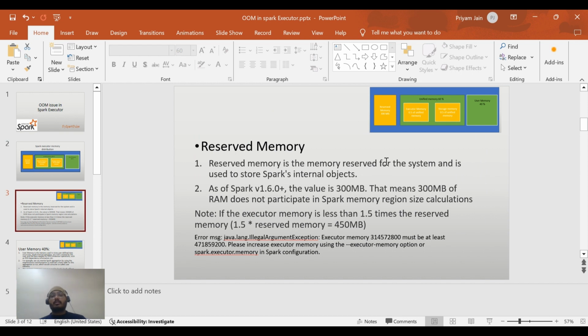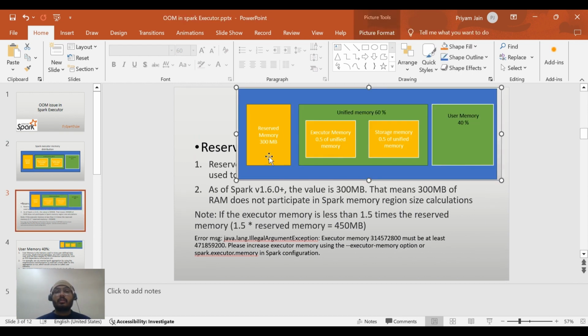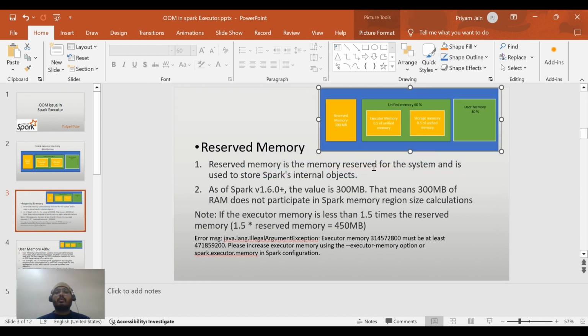So we can check the reserved memory, the 300 MB part. Reserved memory is reserved by the system, and it is used for Spark internal objects. As I have already told, reserved memory holds all the Spark objects. After version 1.6, its value is 300 MB, and the 300 MB is fixed.